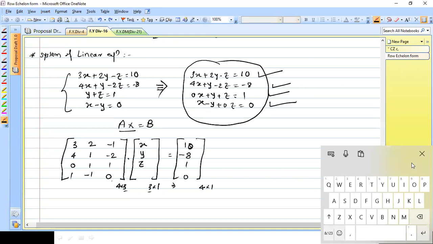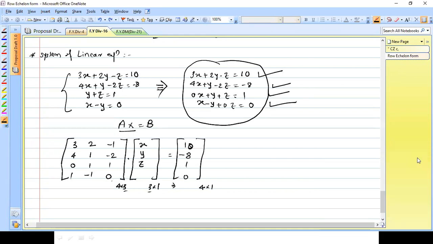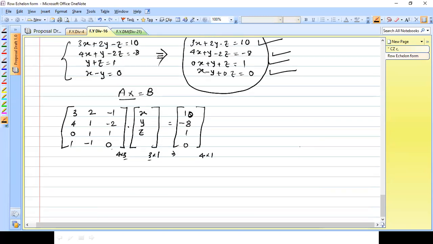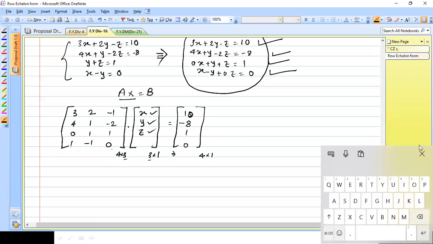Does everyone understand that? Yes, sir. Okay. Now what is our target? Our target is to solve this equation. Solve means we need to find the values of x, y, and z.